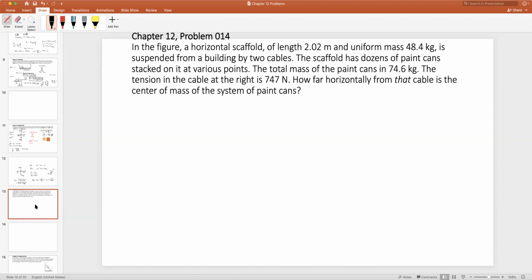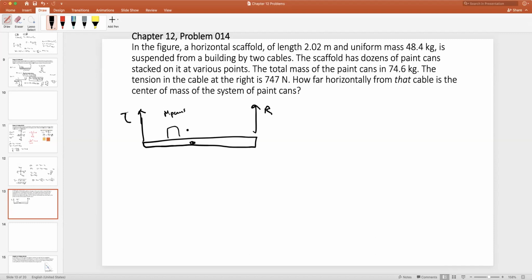So okay, this one I more or less solved just like the first problem. It's the paint cans. But the difference here is that we have a scaffold. We have, again, a wire on the left, and we have a wire on the right. And we still have at the center the mass of the scaffold. And then somewhere here, we have this mass of the paint cans. It's at their center of mass, wherever the center of mass is.